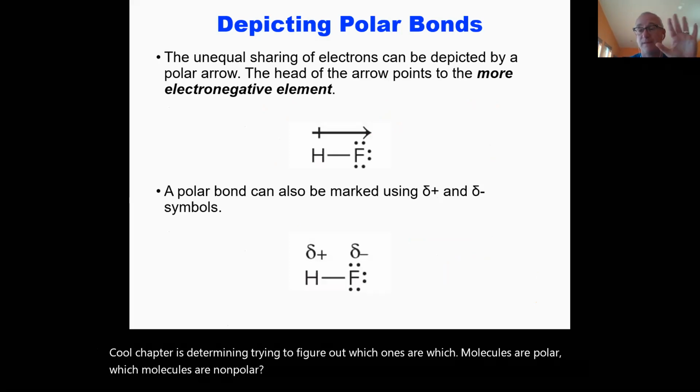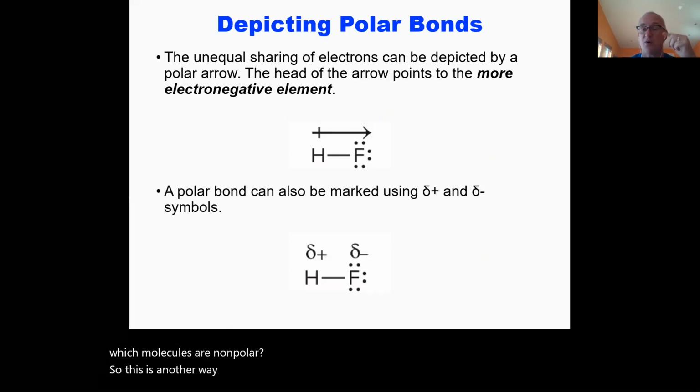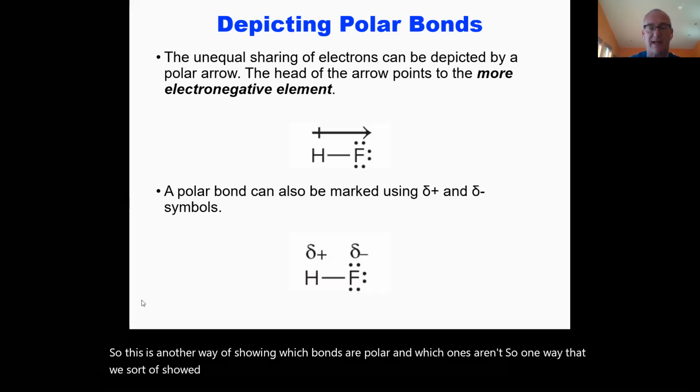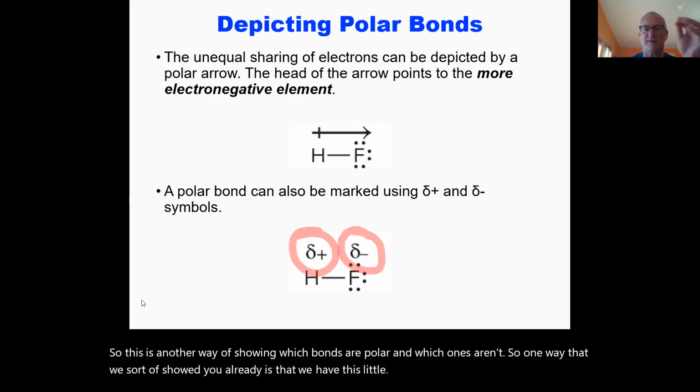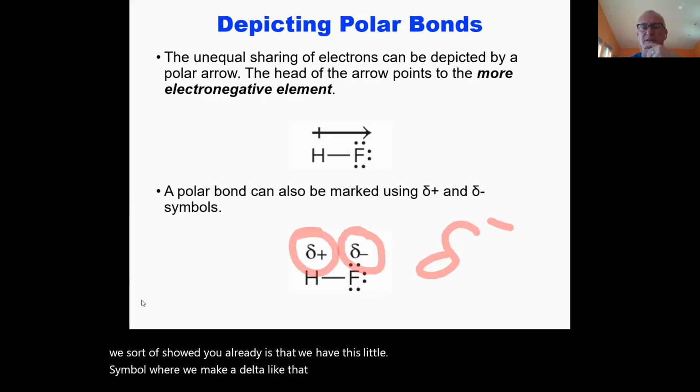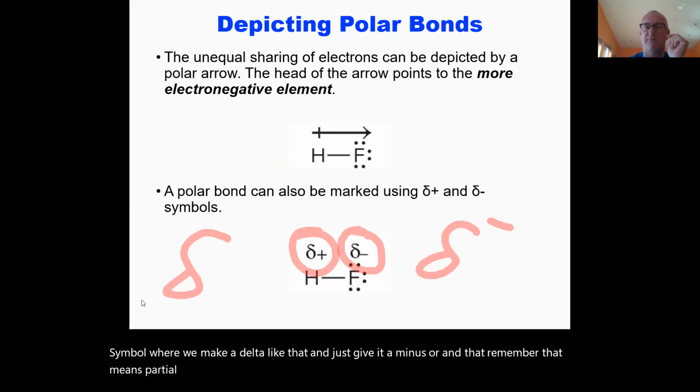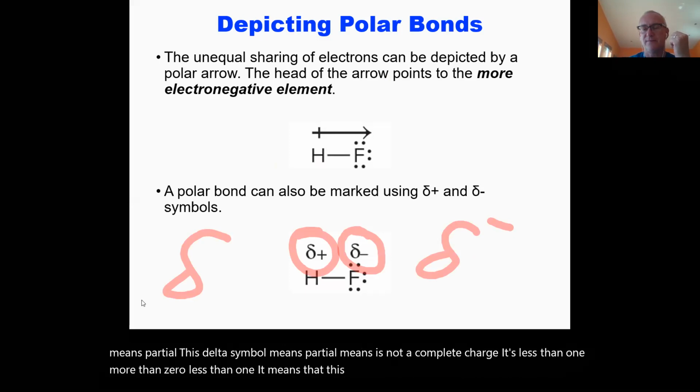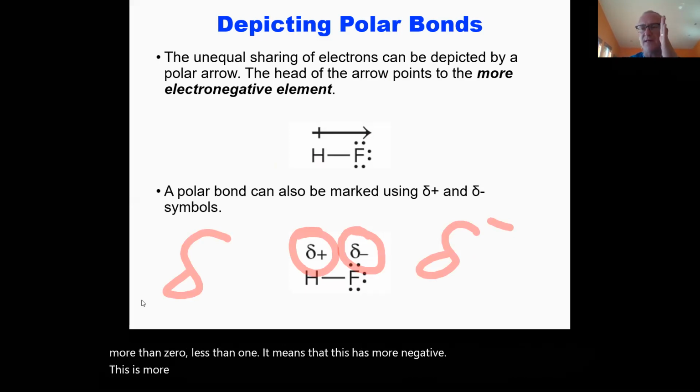So this is another way of showing which bonds are polar and which ones aren't. One way that we showed you already is this little symbol where we make a delta and just give it a minus or a plus. Remember, that means partial. This delta symbol means it's not a complete charge. It's more than 0, less than 1. It means this side has more electrons on that side of the bond, and this has fewer electrons on that side of the bond.